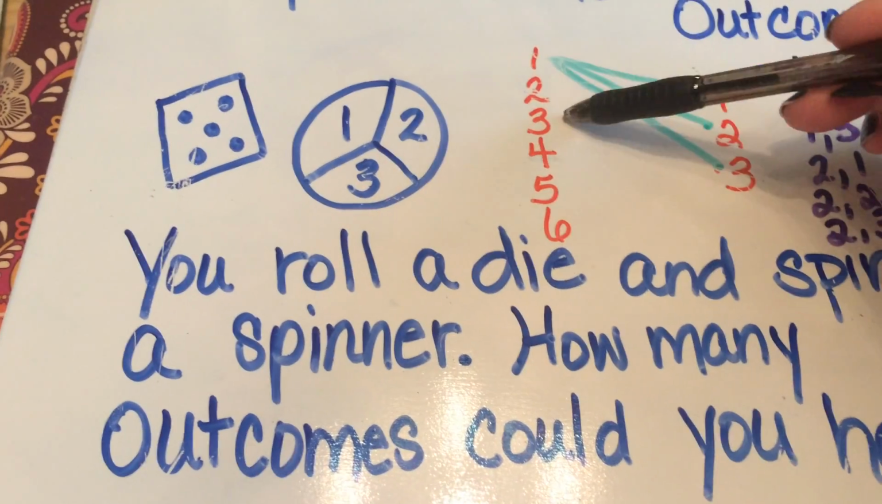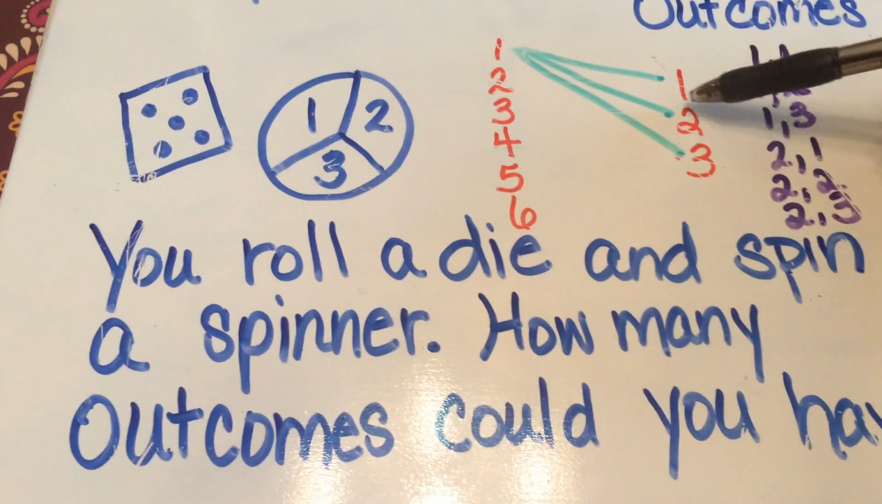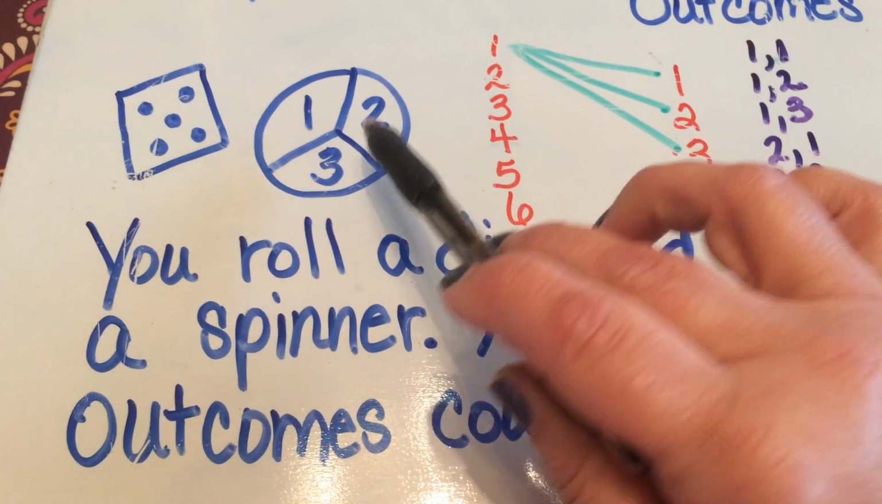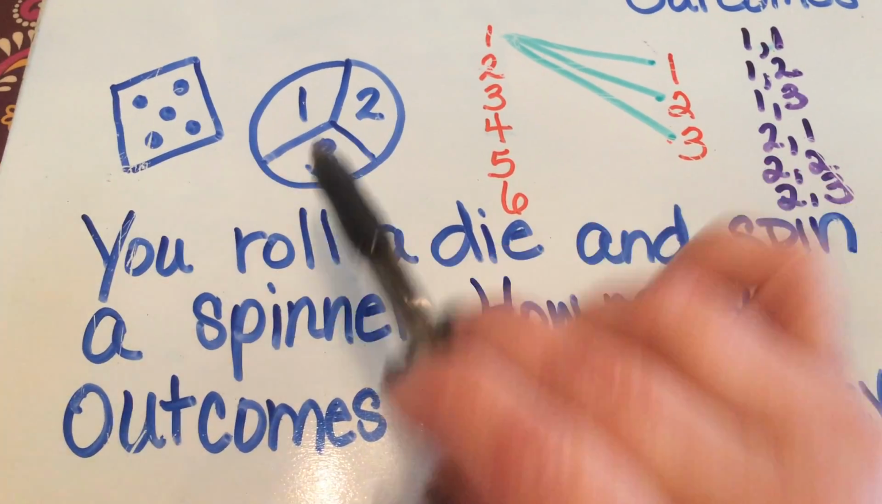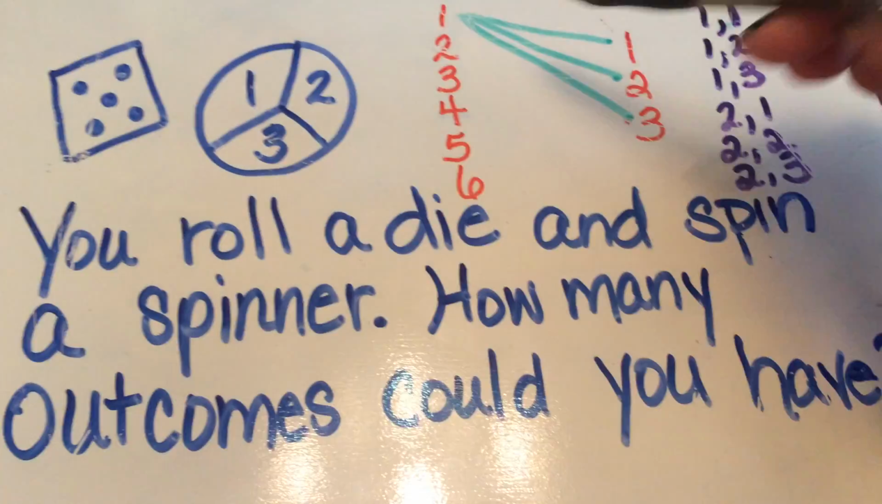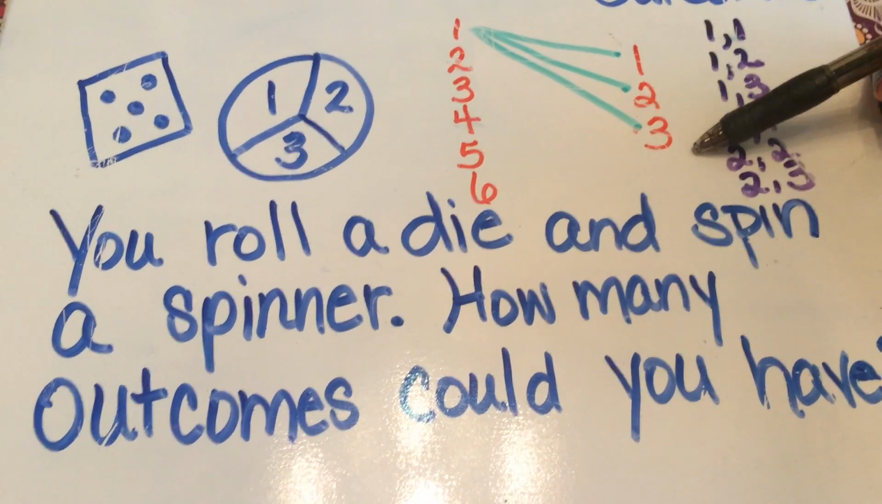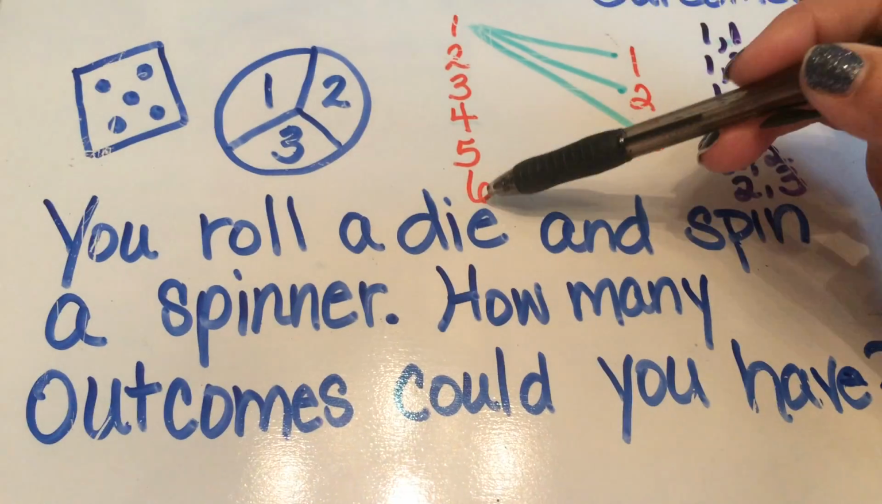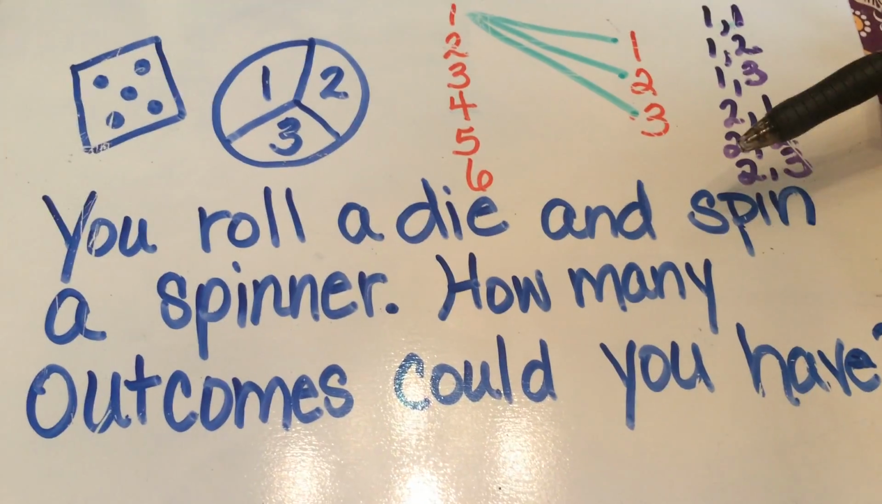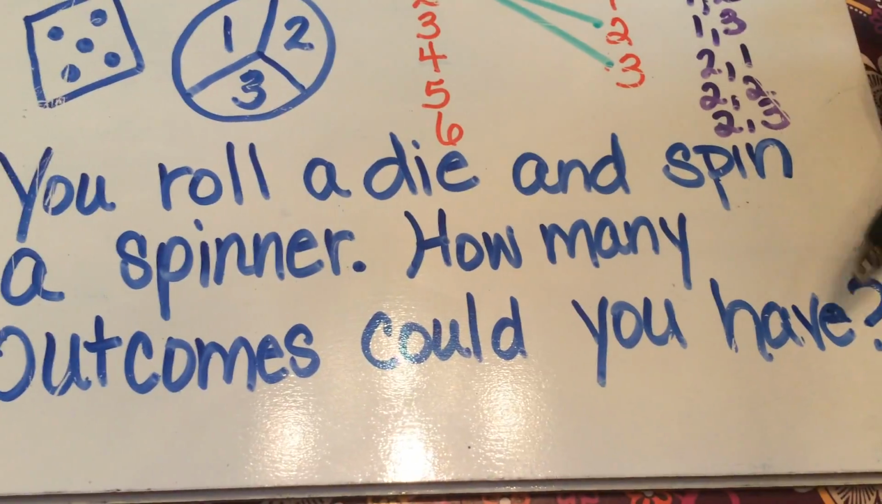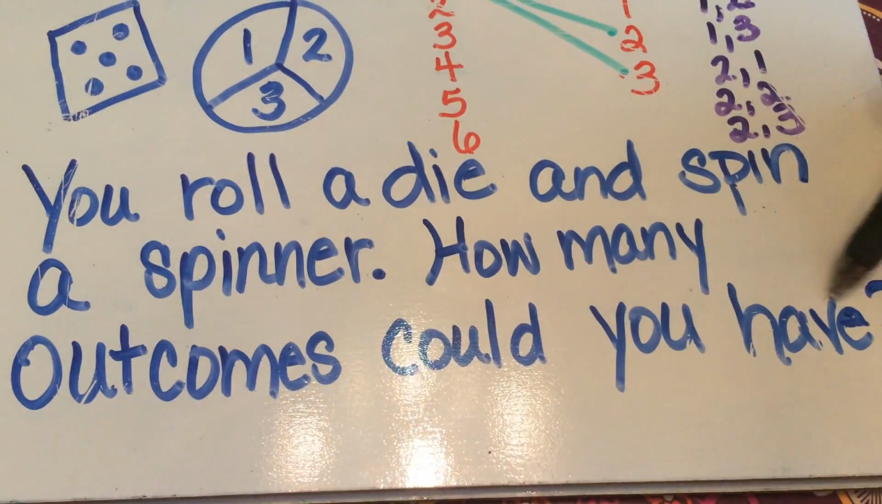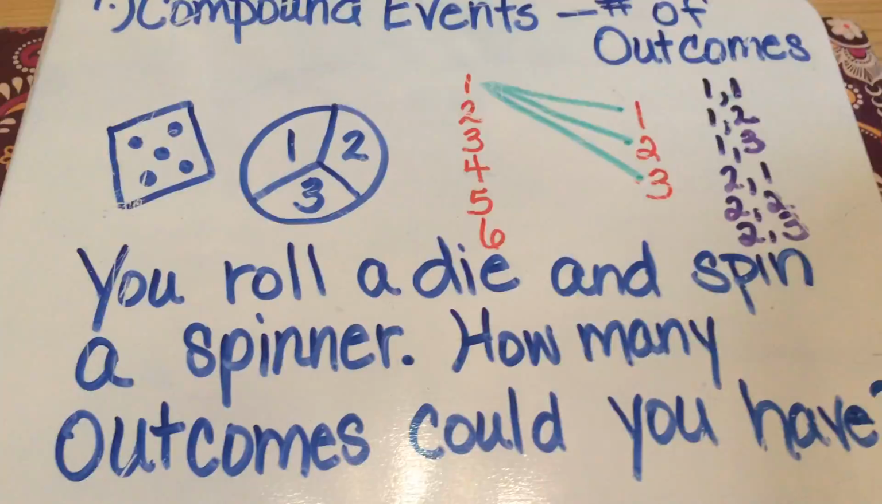So you can see that each number on the die would have 3 possible matches with the spinner. So if you've got 6 sides on the die with 3 possible outcomes on the spinner, you could multiply the 2 together, and 6 times 3 is 18. So the number of outcomes that you could have is 18.